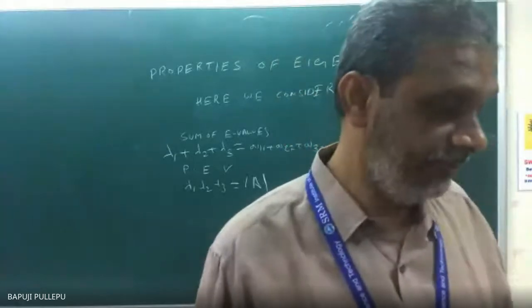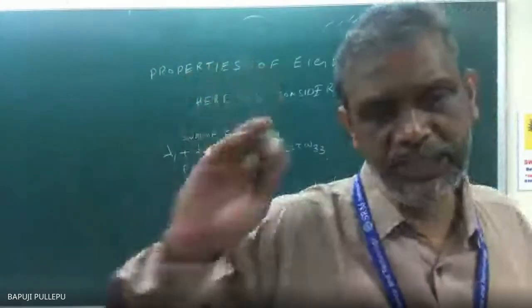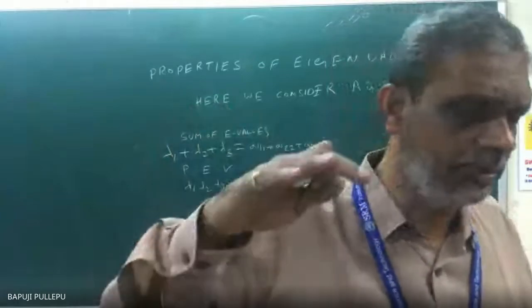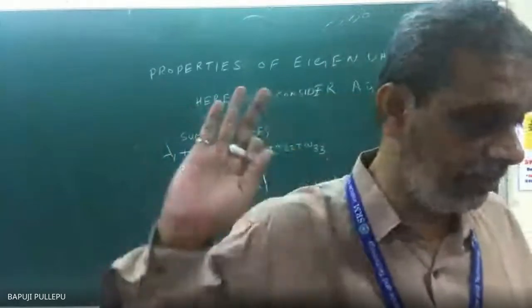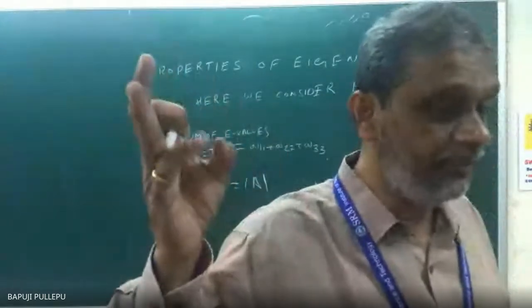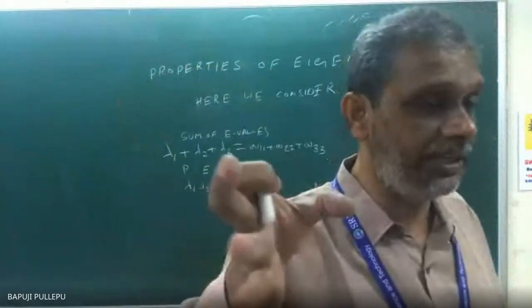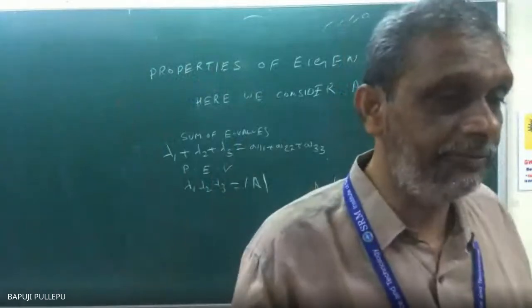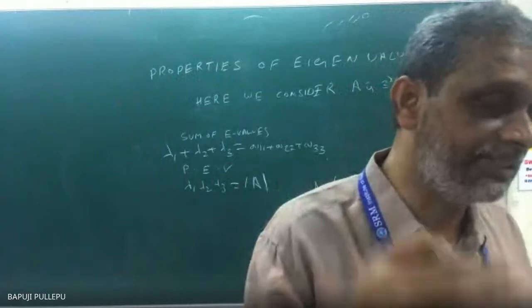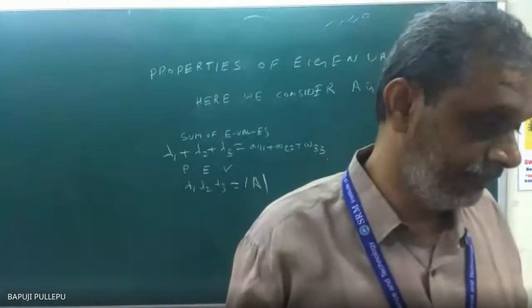Any doubt here? Clear? You will read what A squared means, A inverse, A plus K, A squared plus 2A plus 4 and so on. But these two things are very, very important: the sum of the eigenvalues is the sum of the diagonal elements, and the product of the eigenvalues is the determinant of the matrix. Whatever the order, 3 by 3, 4 by 4, up to 7 by 7, this is the way.